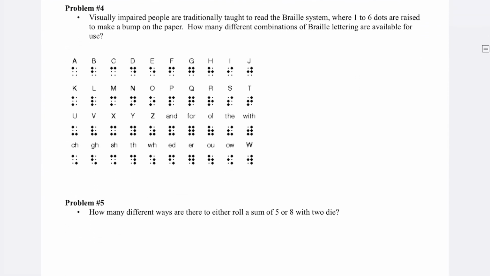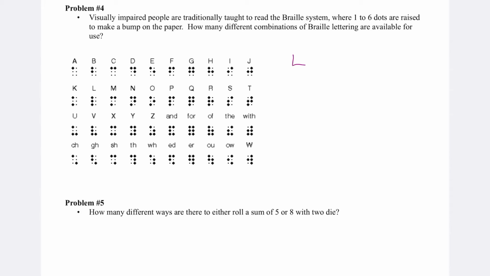Okay, problem number 4, I do more as a fun opportunity to see where we're going to go. This won't be really tested today in your work. But visually impaired people are traditionally taught to read using the Braille system, where 1 to 6 dots are raised to make a bump on the paper. How many different combinations of Braille lettering are available for use?